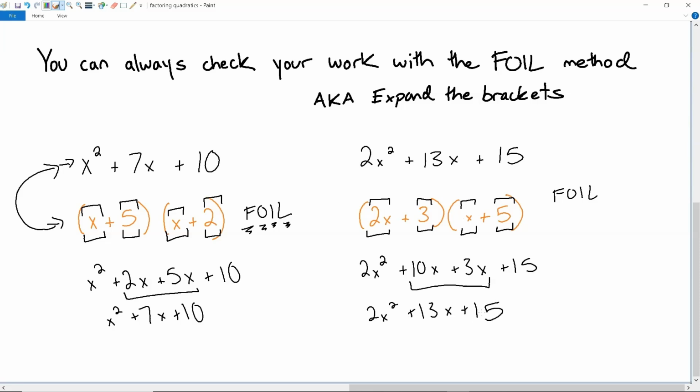All right, I think that covers all of it. This should be enough to deal with any kind of quadratic that you're looking at. Simple, complex, difference of squares, no matter what, you should be able to handle all those types of questions.